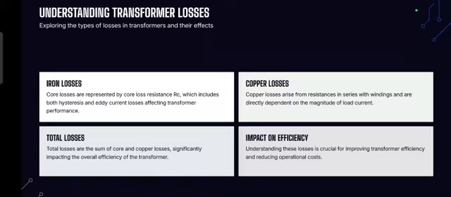Copper losses are also known as I square R losses, arise from resistances in series with windings and are directly dependent on the magnitude of load current. It is calculated as I1 square R1 plus I2 square R2. Copper losses manifest as heat in the windings, which can raise the temperature of the transformers. The total losses are the sum of iron and copper losses, significantly impacting the overall efficiency of the transformer. Understanding these losses is crucial for improving transformer efficiency and reducing operational costs.